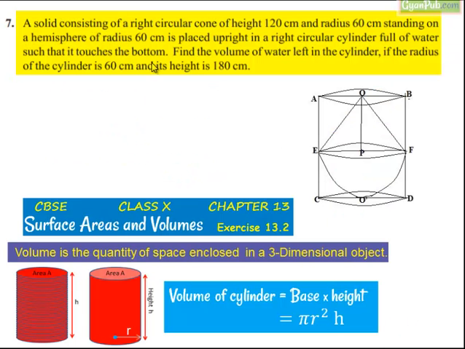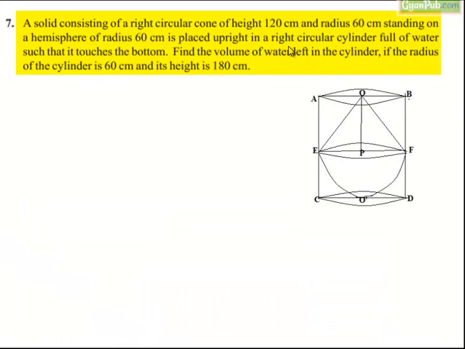Now coming to the seventh question. A solid consisting of a right circular cone of height 120 centimeters and radius 60 centimeters standing on a hemisphere of radius 60 centimeters is placed upright in a right circular cylinder full of water such that it touches the bottom. Find the volume of water left in the cylinder if the radius of the cylinder is 60 centimeters and the height is 180 centimeters. Now coming to the solution.